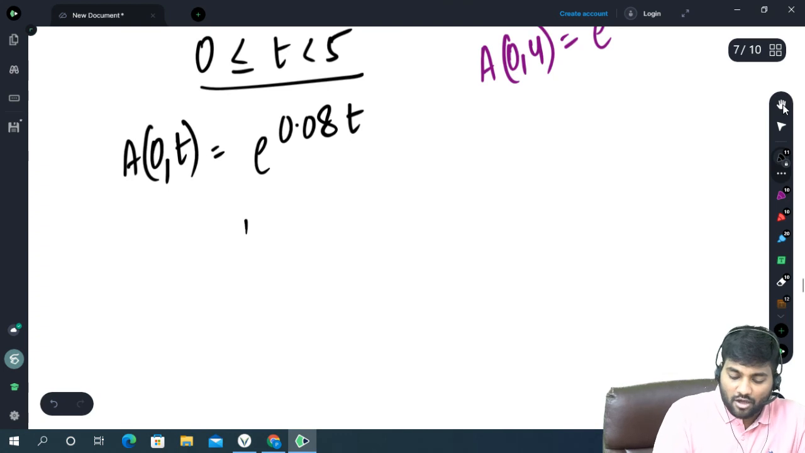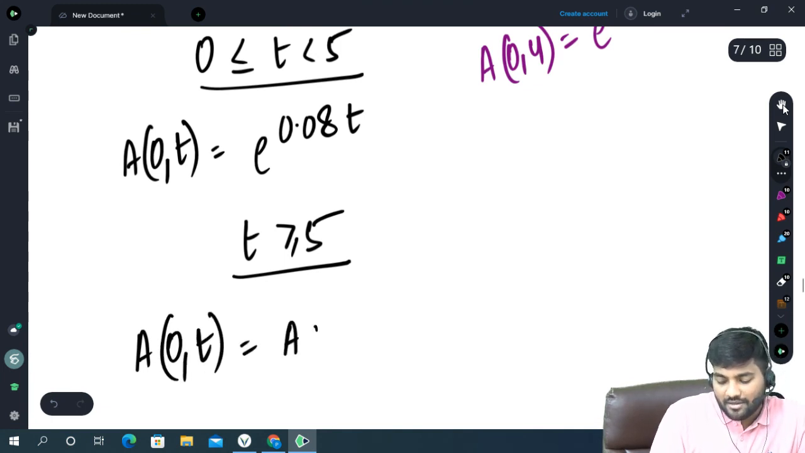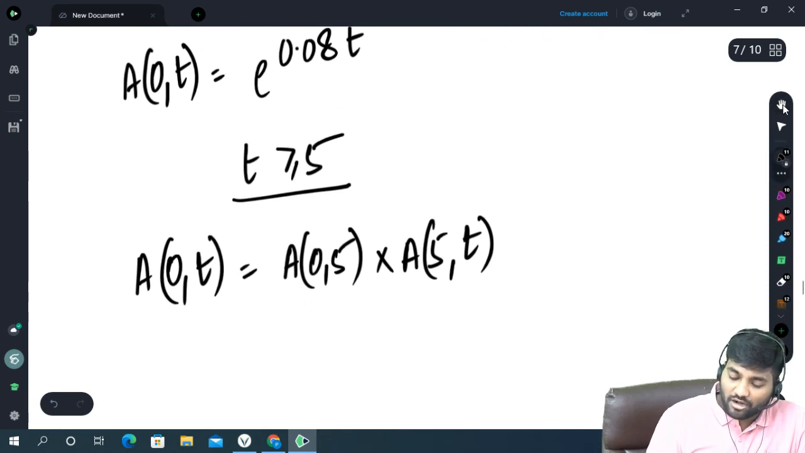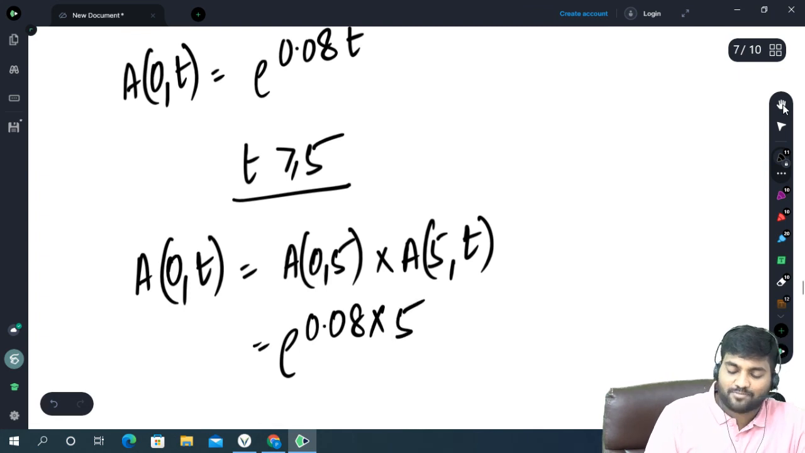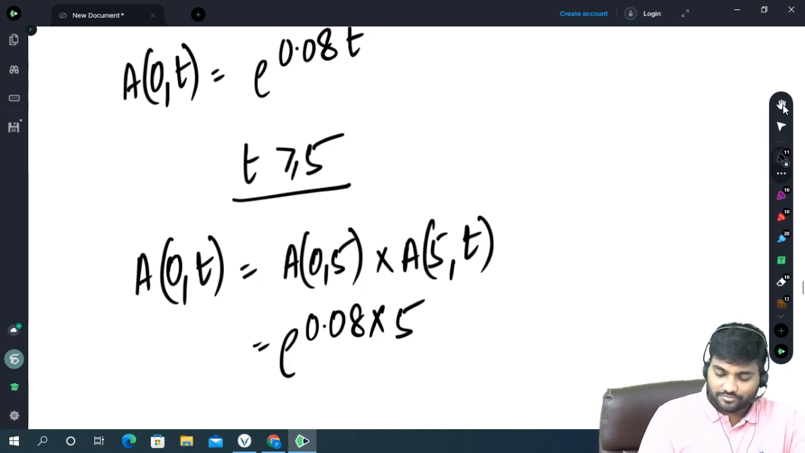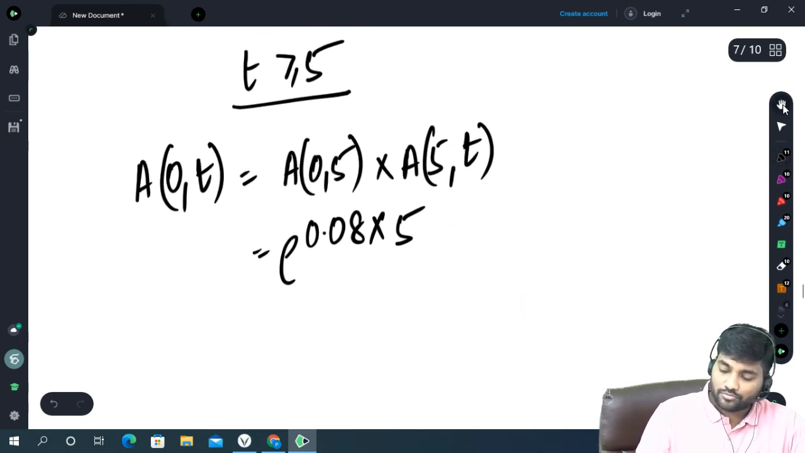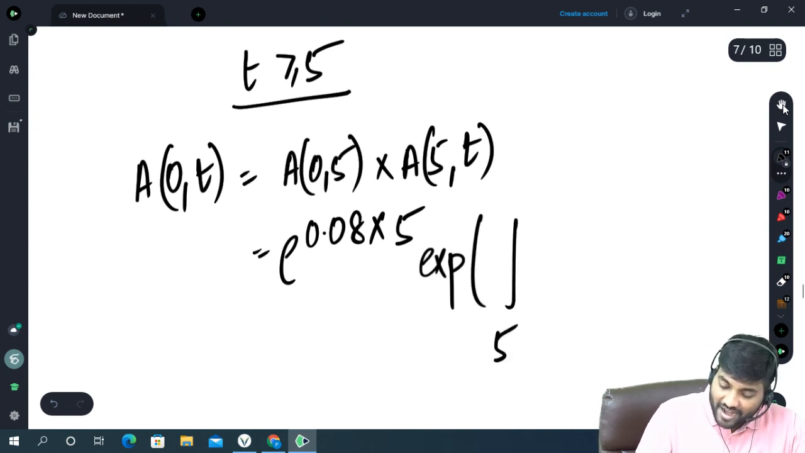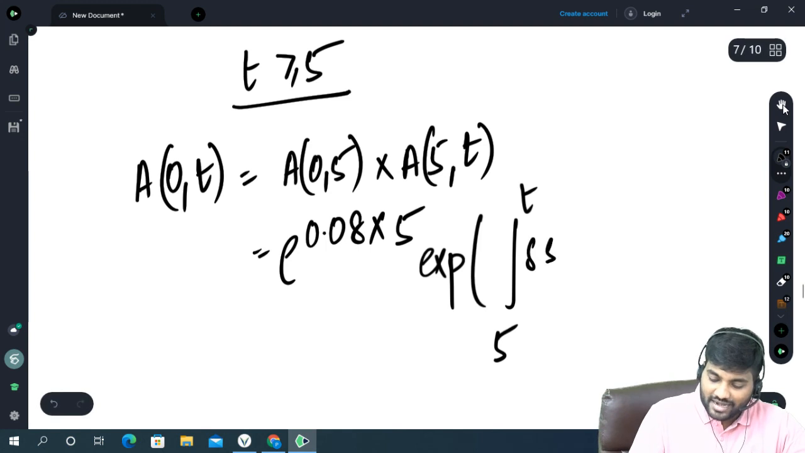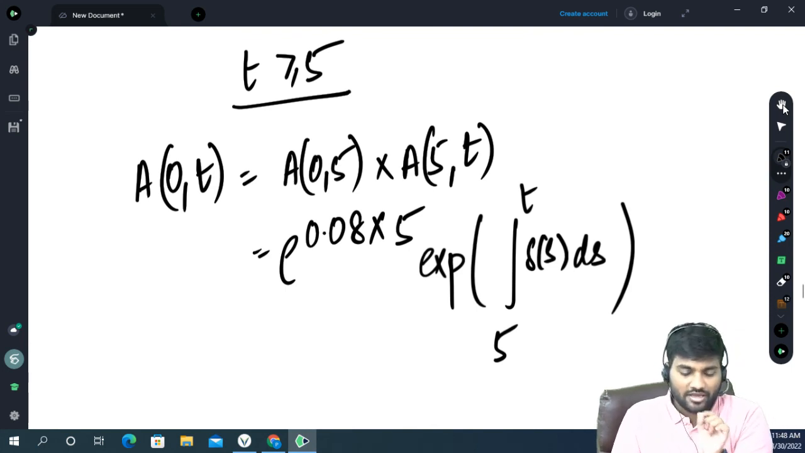Please copy this one. Now when t is greater than 5, we calculate A0 to t, which is A0 to 5 into A5 to t. For A0 to 5, we just put 5 in the above expression. Teach what you preach. If you are saying don't integrate again and again, at least put the value. Now exponential integration, it's a tricky part. For the integral from 5 to t, since t is in the limits, we use s, ds, changing the variable, because t is also there in the limits.